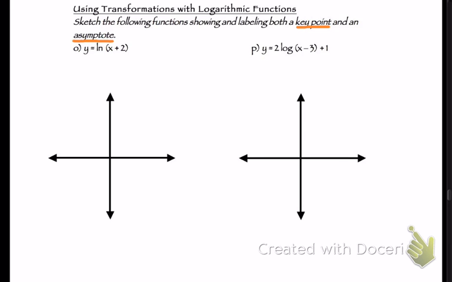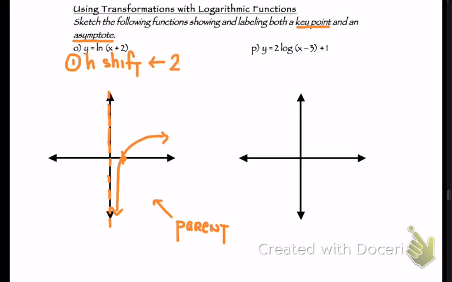Think, what's the key point on natural log? What's the asymptote on the natural log? So, I know it's going to be a horizontal shift left 2. Think parenthesis. I know it shifts left to right. I shouldn't even have to go over that stuff at this point. So, here's what I'm going to do. There is my parent function, right? I know the asymptote is at x equals 0. I know the key point is at (1, 0). I'm going to shift it left 2. So, the asymptote shifts to x equals -2.